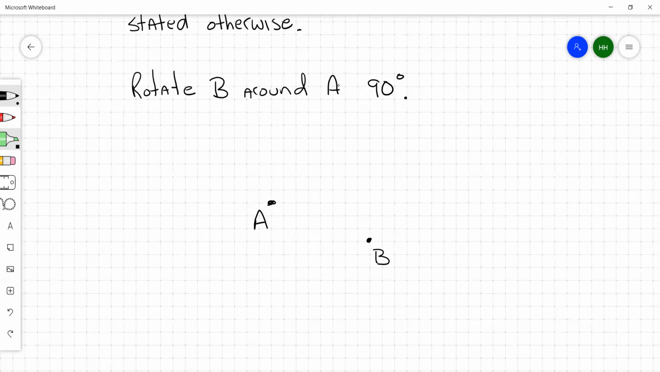Here's the deal about rotation. When rotating, you always stay the same distance from the center of rotation. Always stay the same distance from the center of rotation. That's so important, we're going to write it down.